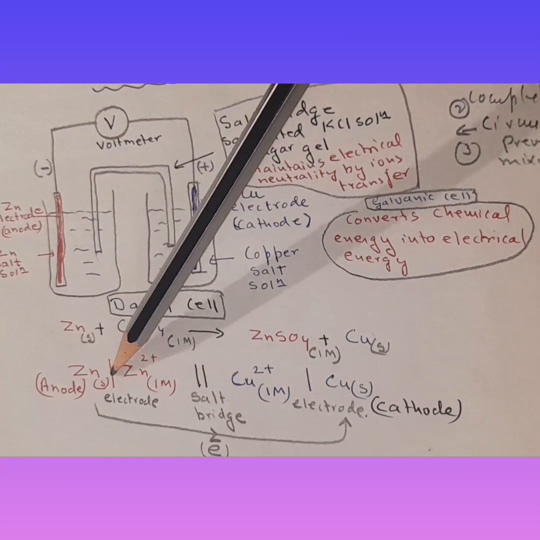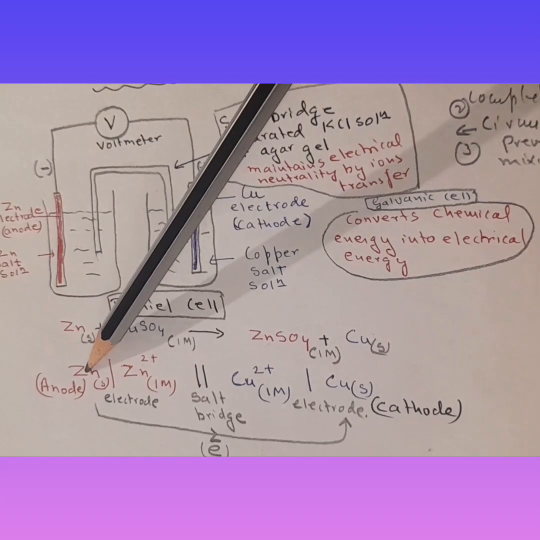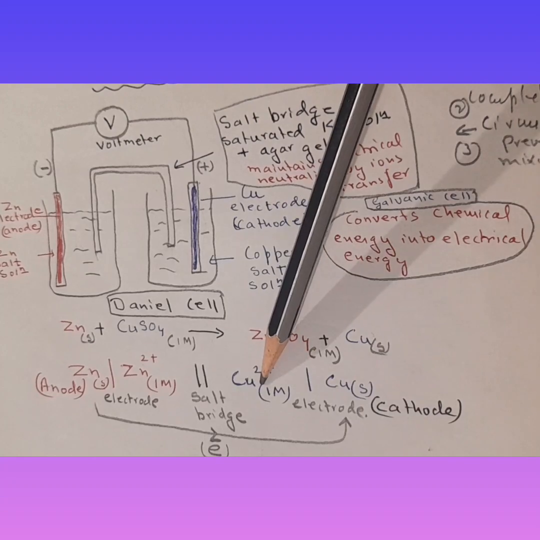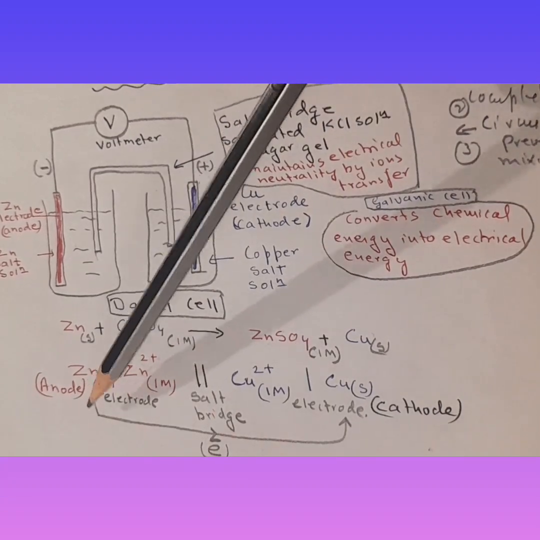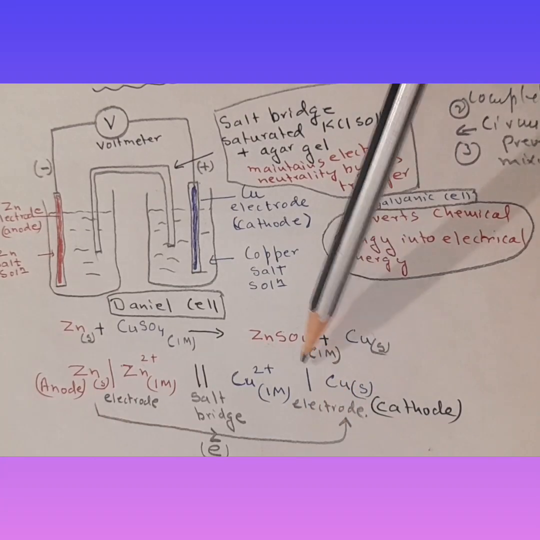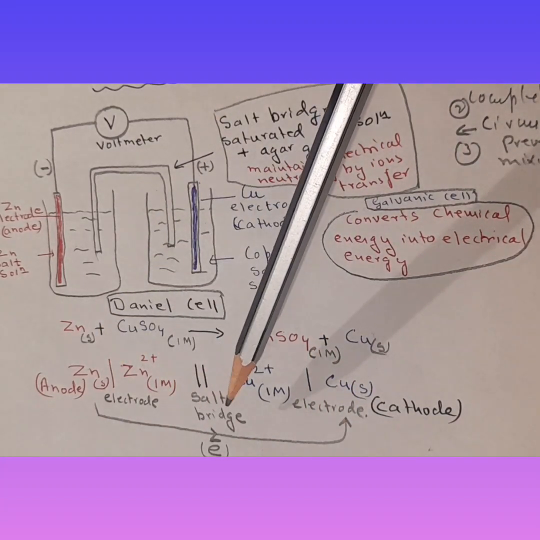So as I've mentioned here, this is the electrode, this is the salt bridge, this again is an electrode, this is the anode, this is the cathode, these are the copper sulfate and zinc sulfate solutions, and the salt bridge. And there is transfer of electrons like this and then like that. So the circuit is being completed. Now let us get into individual studies.